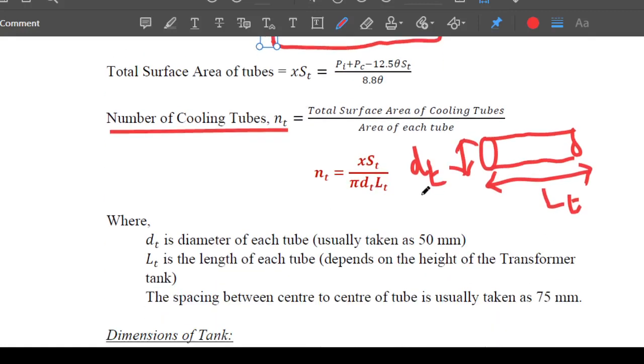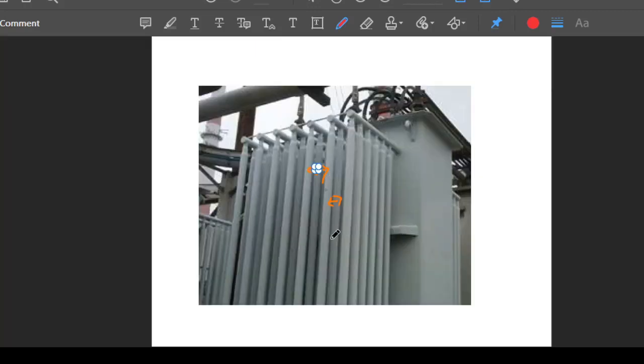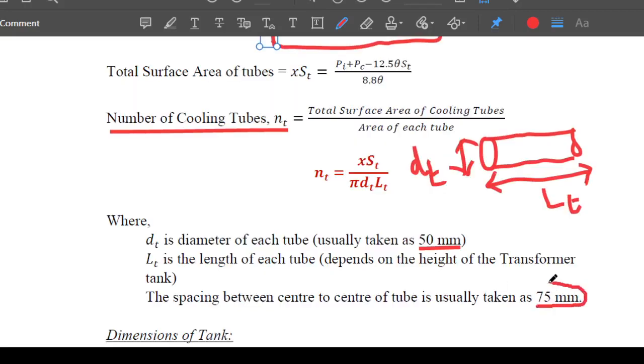And this diameter, if we are not able to find the diameter directly, you can take it as 50 millimeter, that is the common value. And the length of the tube depends upon the transformer tank, and there is necessity for spacing between the two tubes. Look at this diagram. You can see that there are tubes and there is spacing between each tube. Suppose this tube, there is a spacing between these two tubes and between these two tubes. So there is a spacing or a clearance required between the tubes. If that is not given directly, you can take it as 75 millimeter as a standard value.